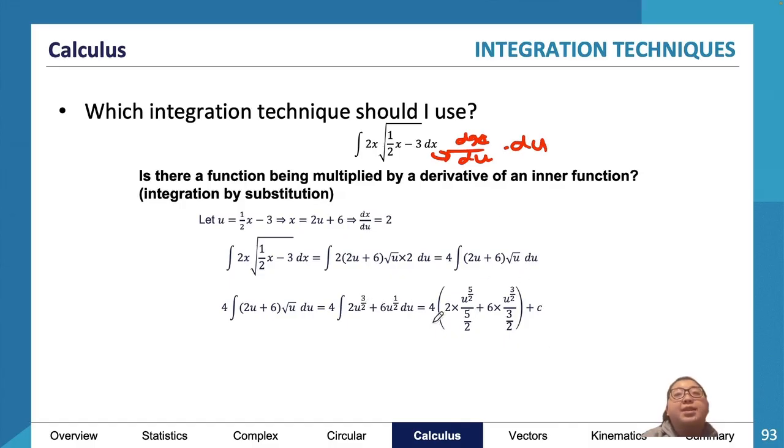When we anti-diff that, we raise the power by 1 and divide by the new power, which will give us 4 times that. And then we can substitute everything back in. So we'll end up with the final function being 16/5 (1/2 x minus 3) to the power of 5/2, plus 16 (1/2 x minus 3) to the power of 3/2, plus c.